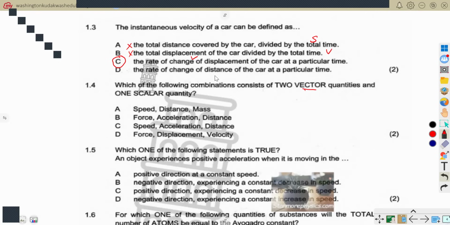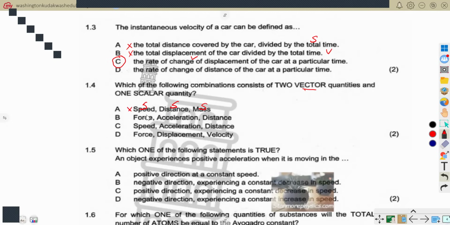So let's look at our options. Option A, we have got speed, distance, and mass. Speed is a scalar. It can only be defined by its magnitude. Distance is also a scalar. Mass is also a scalar. You cannot say 10 kgs to the west, you can only mention 10 kgs. As well as also we have got time. Those are scalar quantities. So A is already out because we've got three scalar quantities.